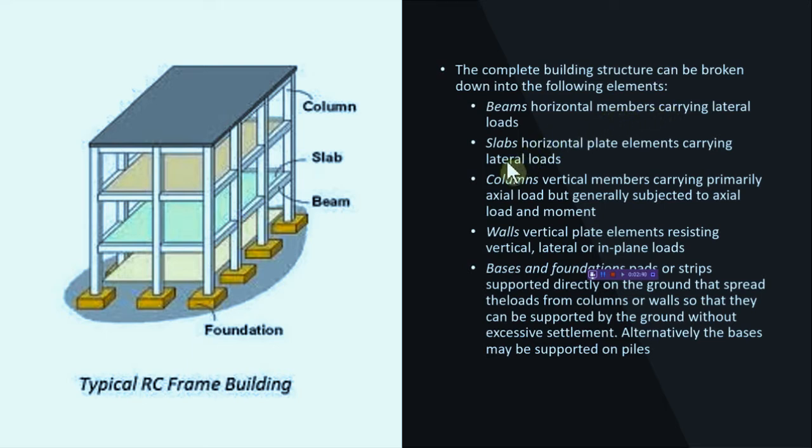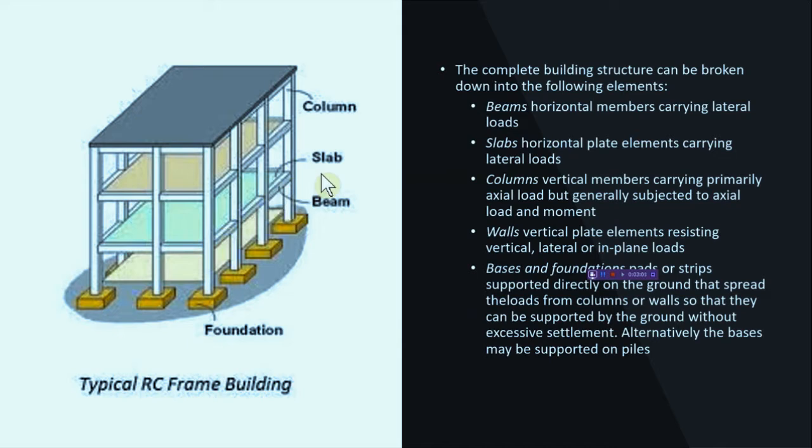So the first element here is beam. Okay, so beam is a horizontal member carrying lateral loads. Ini adalah beam contohnya. So this is the horizontal member. Horizontal is melintang.